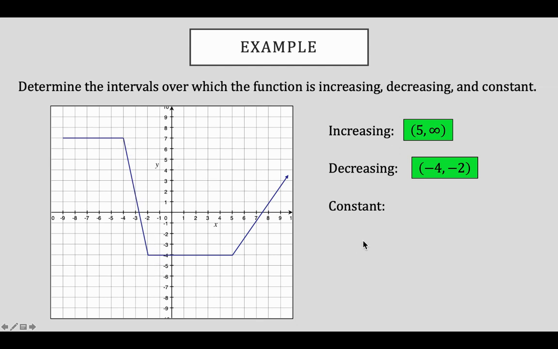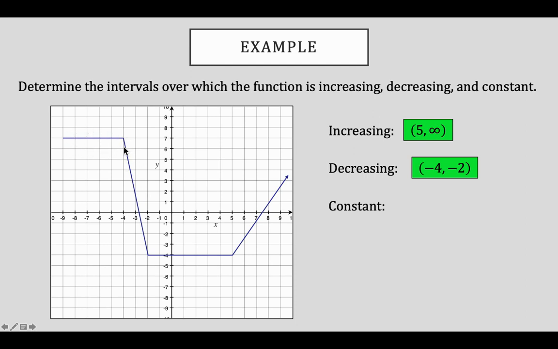And finally, where is the function constant? Constant means our slope is 0. We are dealing with a horizontal line. And recognize that there are two different parts here where the function is constant. Over what values of x is the function constant? From x equals -9. So between x equals -9 and x equals -4.